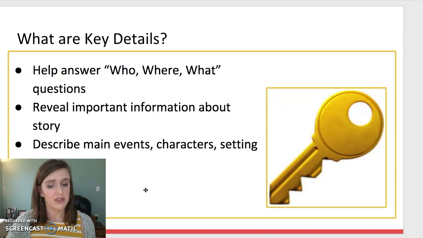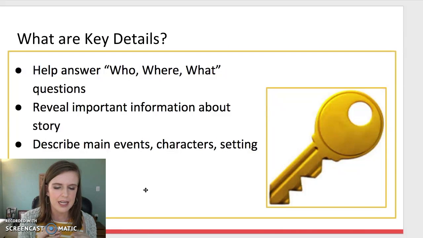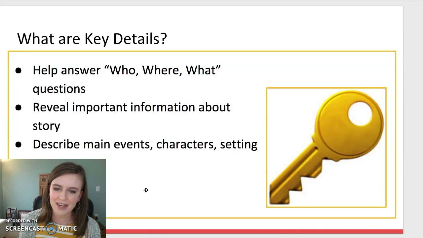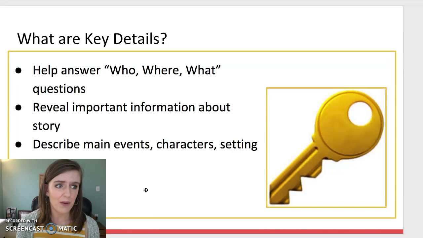So what are key details? Yes, we know they are important, but what are they more directly? Key details help answer the who, where, what questions that we have about a story. So they help give us more information that really help us get a better picture of what is going on within a story. They also serve to describe the main events, characters, and setting so that we have a better idea of who our characters are, what they stand for, what our setting looks like as far as time period, as far as weather, whatever you can think of. And they even help us get a better idea of what essentially happens within those main events.